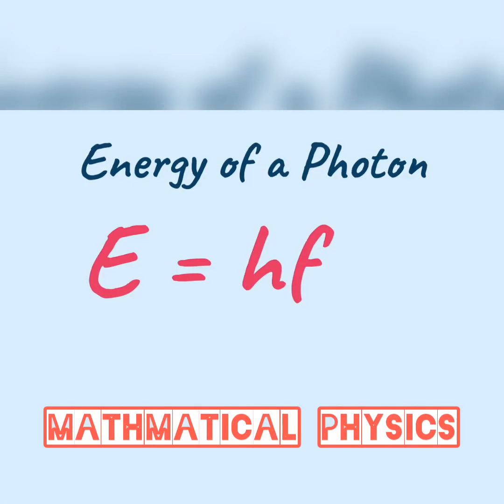Energy of a photon can be given by this equation, E equals hf. It was given by Professor Max Planck, and here h is Planck's constant, which is 6.626 into 10 to the power minus 34 joules second, and f is the frequency of the photon.